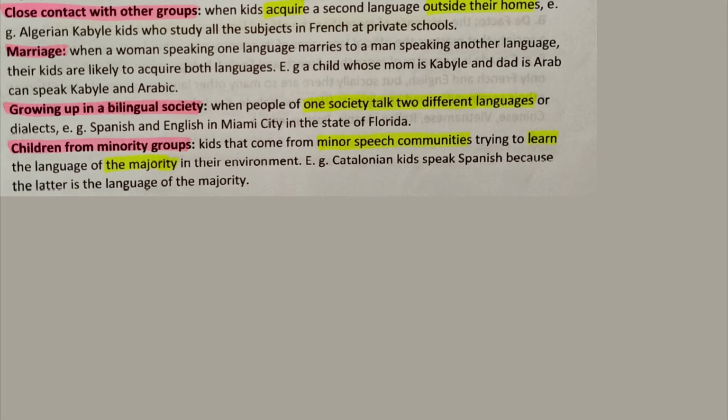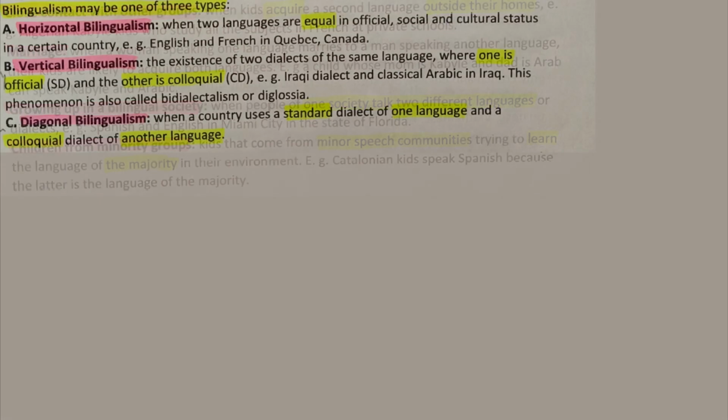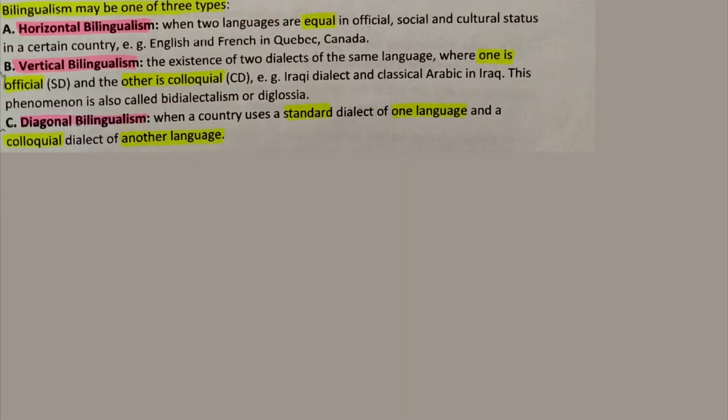Then we move to the types of bilingualism. First, we have horizontal bilingualism. It means when two languages are equal in official, social, and cultural status. This is found in some countries, such as English and French in Quebec, in Canada. Both of them are official languages. So that's what we call horizontal bilingualism. It can be found also in Algeria. If you take, for instance, classical Arabic and Tamazight, both of them are the official languages of the country.